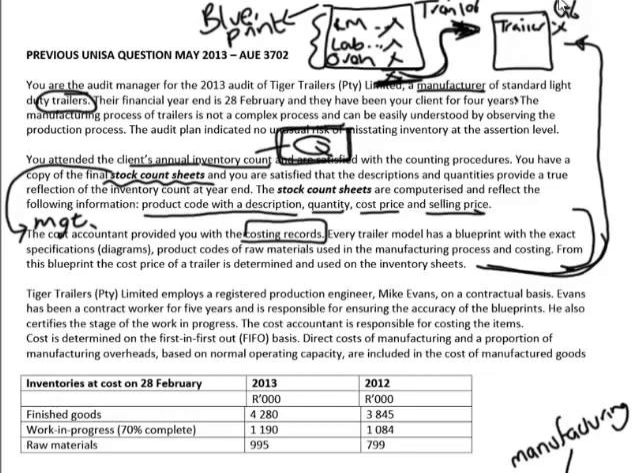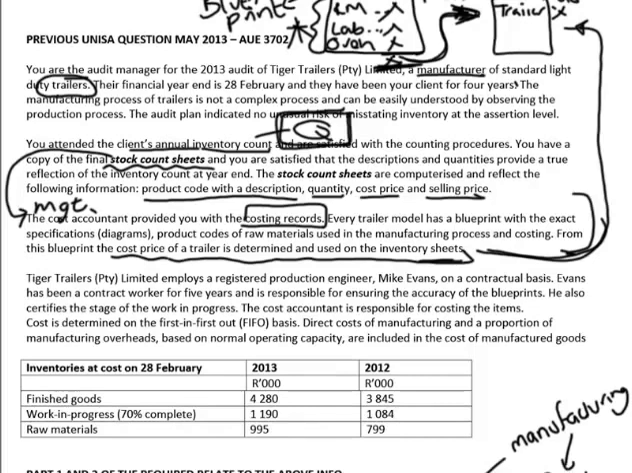Also, it says here the cost price of a trailer is determined and used on the inventory sheets. So even on the inventory sheets, when they perform the stock count, that total value that was on the inventory sheet is also on this blueprint up here. Okay, so this blueprint is very, very important. Okay, let's carry on reading.